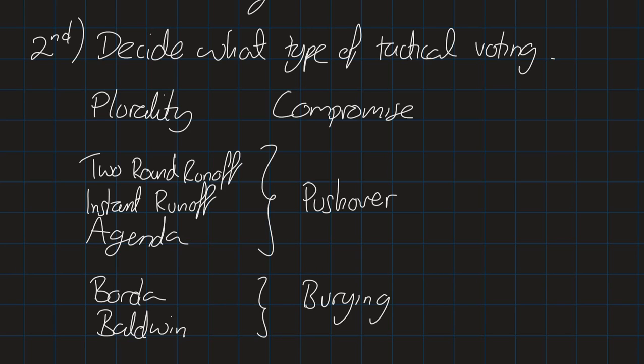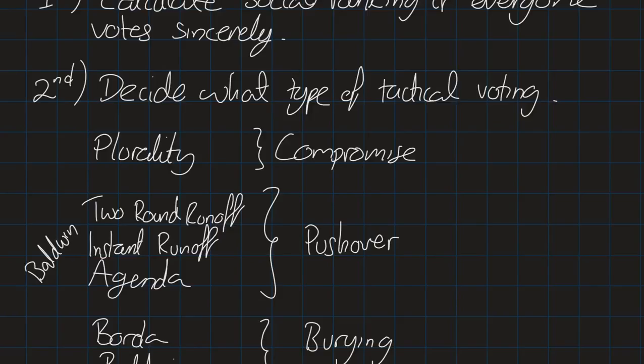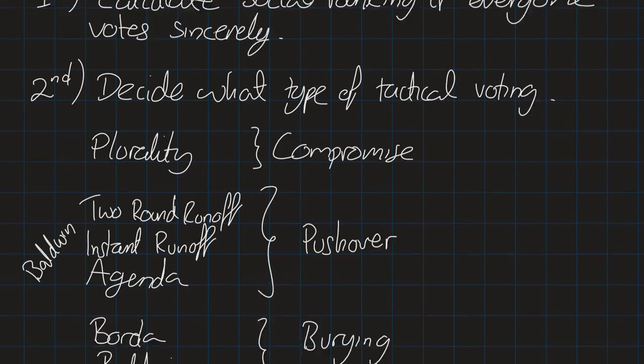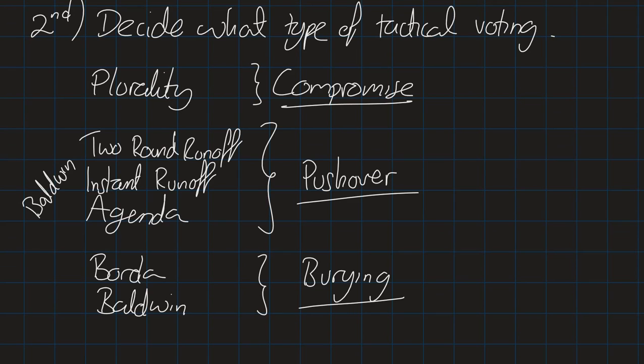But this is just a rule of thumb. It's not 100% true all the time. For example, sometimes Baldwin is susceptible to pushover voting, but I think most of the time it will be burying that is the best tactical voting to use. So depending on what the voting system is, you should choose the correct type of tactical voting.